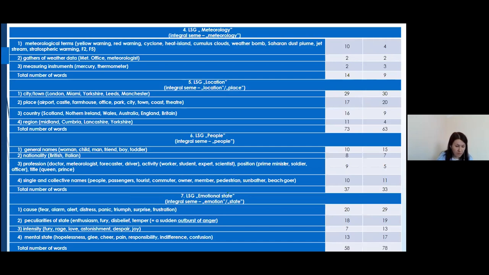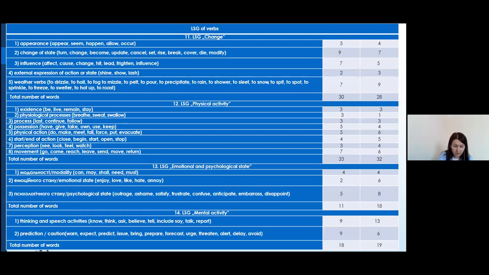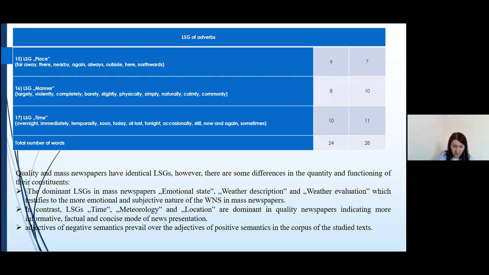The dominant lexical semantic groups in mass newspapers are emotional state, weather description, weather alleviation, which testifies to the more emotional and subjective nature of weather news stories in mass newspapers. In contrast, lexical semantic groups time, meteorology, and location are dominant in quality newspapers, indicating a more informative, factual, and concise mode of news presentation. The data also show that adjectives of negative semantics prevail over the adjectives of positive semantics in the corpus of the study text. This is explained by the functional and informative features of weather news stories. These are usually the news about abnormal weather events or weather catastrophes leading to the destruction of material environment, mutilation, and death of people.